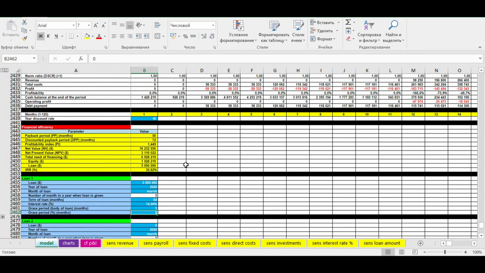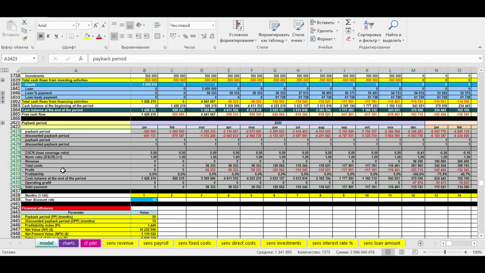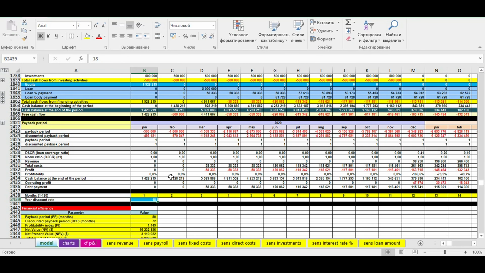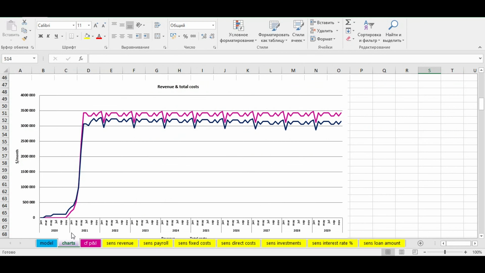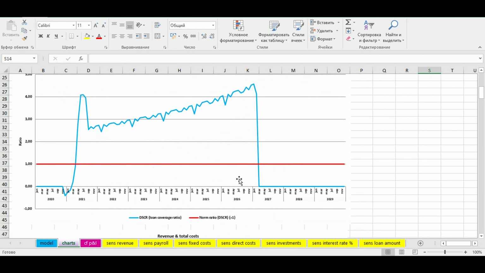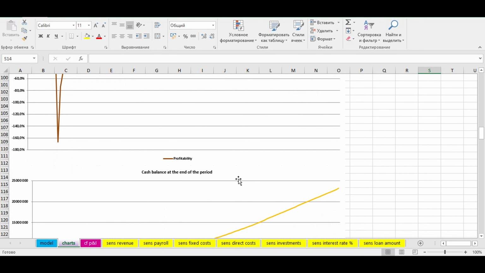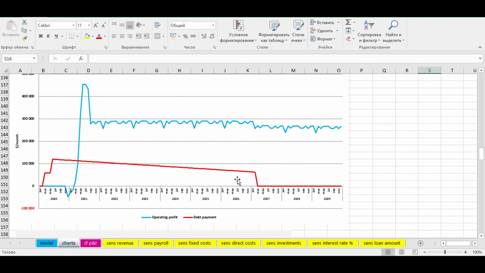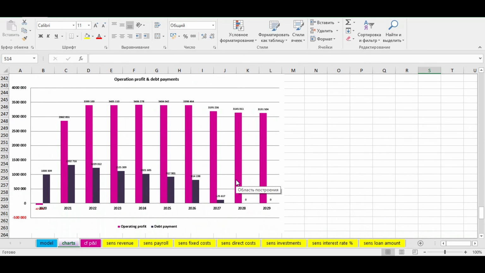After the cash flow statement, you can see lines with profit and profitability. Then you can set a discount rate and look at the final financial efficiency parameters of your business idea. Now you can see the graphic illustration of your business idea. Here you see in monthly detail simple and discounted payback period, loan coverage ratio, revenue and total expenses, profit, profitability, cash balance, cumulative profit, operation profit, and loan payment.